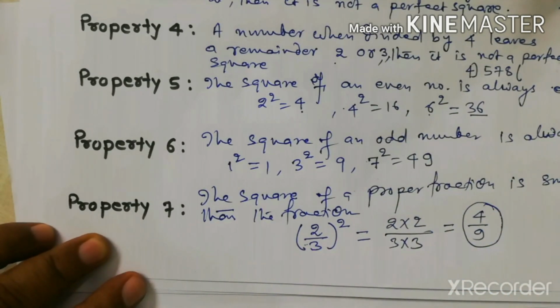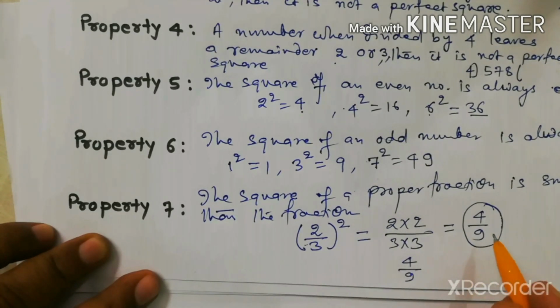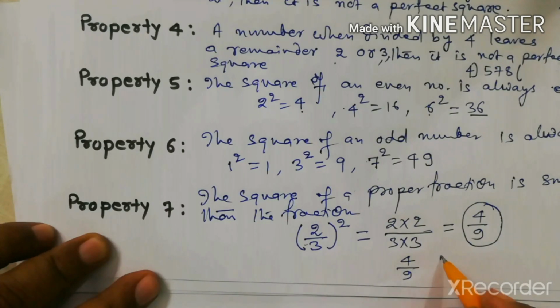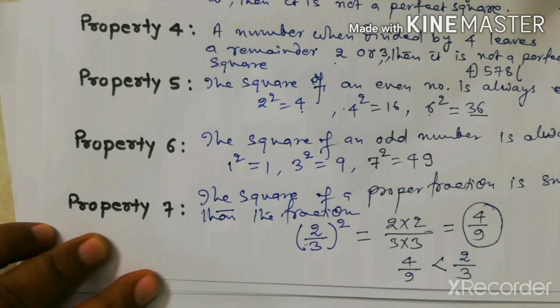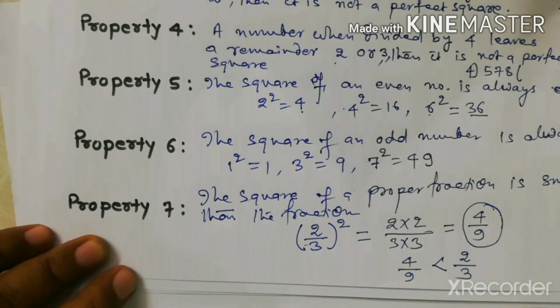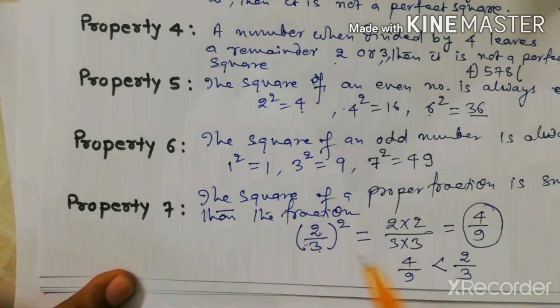You will see that this 4 by 9 is always smaller than the given proper fraction, 2 by 3. So when we consider a proper fraction, and if you find the square of that proper fraction, you will get some result. That result will be definitely less than the given proper fraction. This is property number 7.